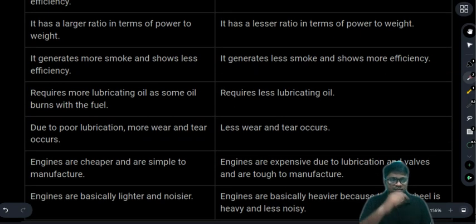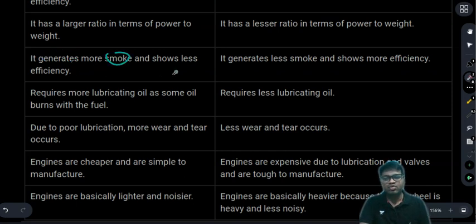So we have discussed till this point. It generates more smoke and less efficiency. So in this case, the four-stroke engine will have less smoke, and it will have more efficiency, right?